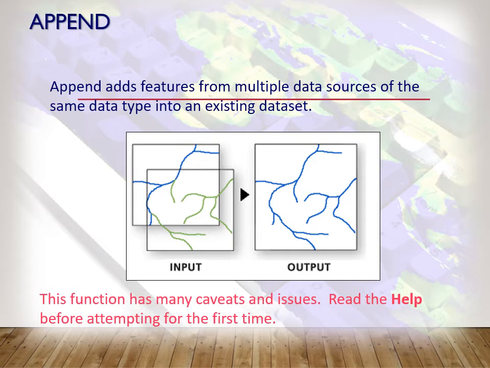Append. Okay, so the next two are called append and merge, and there is a subtle but important difference. Append takes data from the input and adds it to the output, but the output is just one of the layers. It's not a brand new layer. So it adds features from multiple data sources to an existing data set. Now with certain versions of ArcGIS, there can be some bugs with this, so you might want to look at the help before doing this.